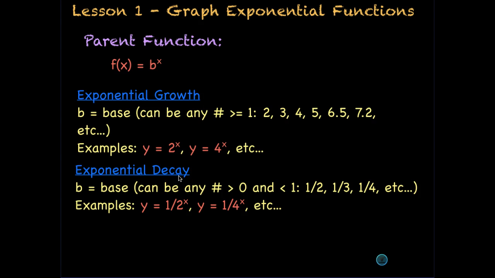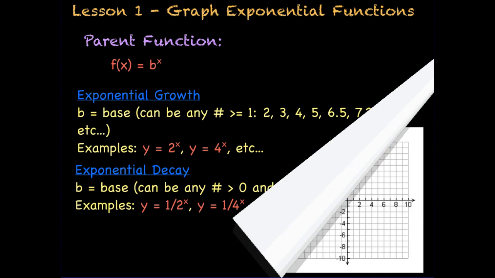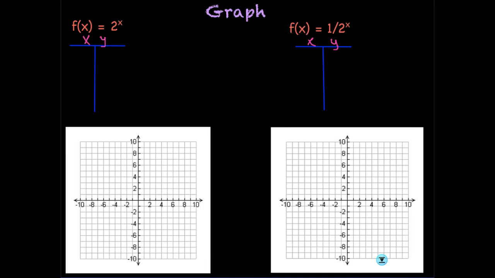Exponential decay, on the other hand, says that a base can be any number that is greater than 0 but less than 1. In other words, a fraction, like 1/2, 1/3, 1/4. Here's some examples. Y equals 1/2 to the x, y equals 1/4 to the x, etc. Those will form exponential decay functions. Let's practice graphing a couple of parent functions. Here's our first one, y equals 2 to the x.